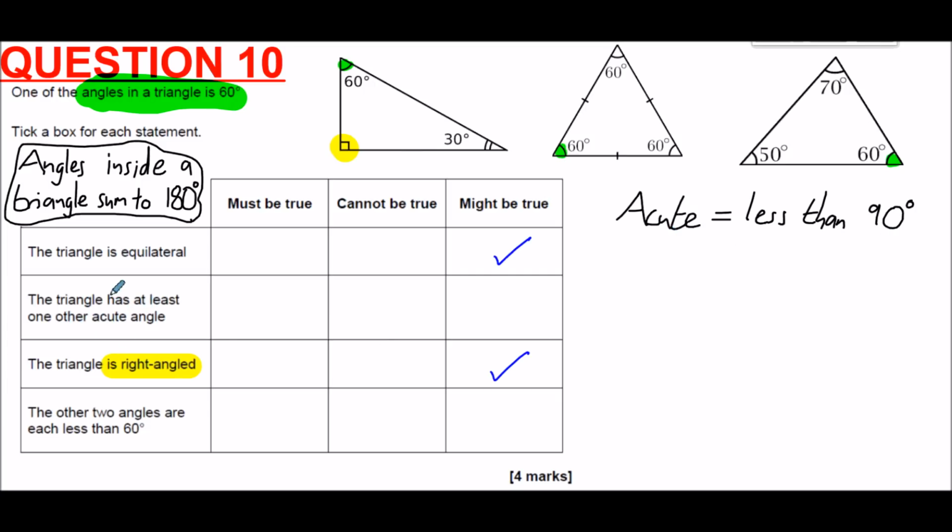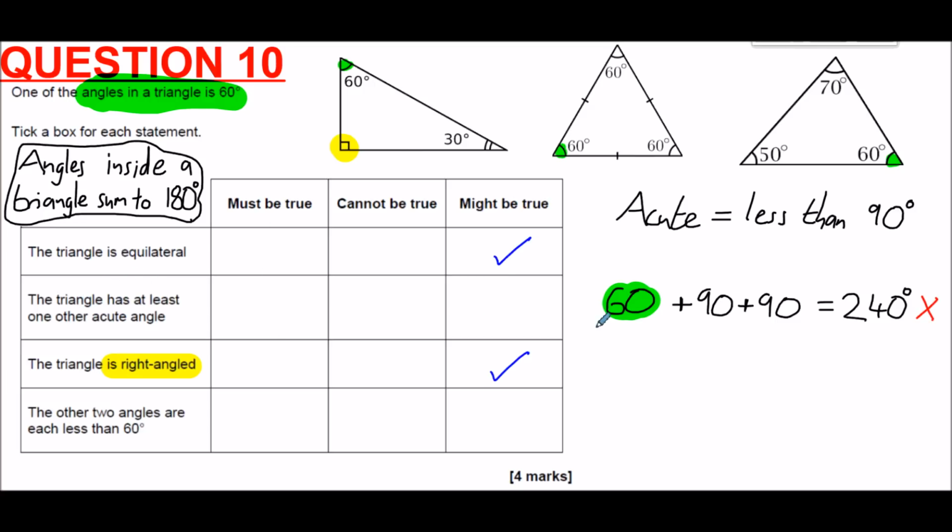So let's just imagine that this isn't true. Let's imagine that the triangle doesn't have at least one other acute angle. So let's imagine that one of them's 60, like we're told it has to be. Now, if it doesn't have another one which is acute, that means the other angles must be at least 90. So maybe the other one's 90, and maybe the other one's 90. But if we add them together, that tells us that would add up to 240 degrees, which is just impossible, because angles inside a triangle have to add up to 180 degrees.